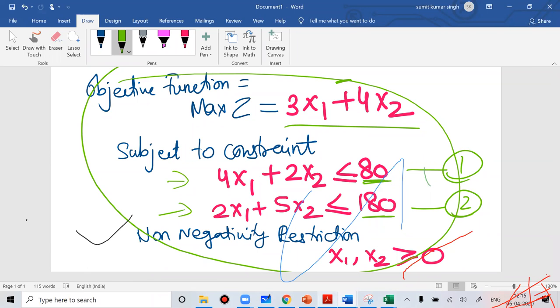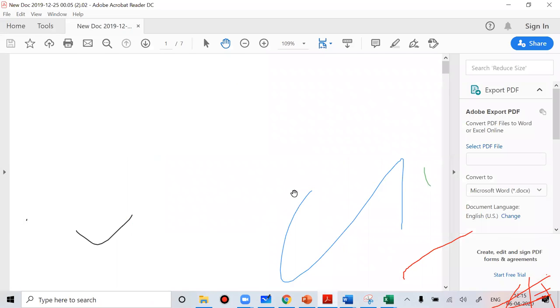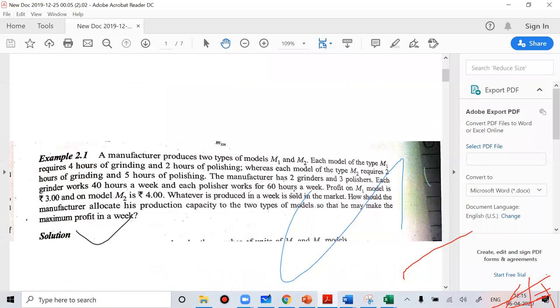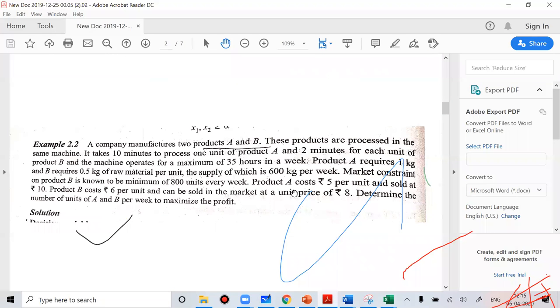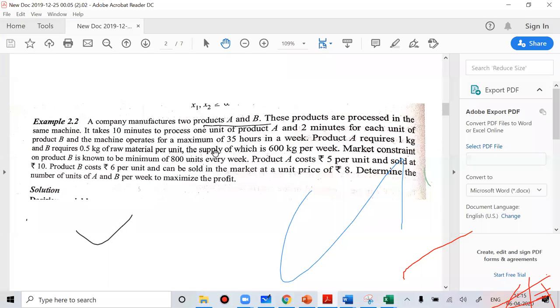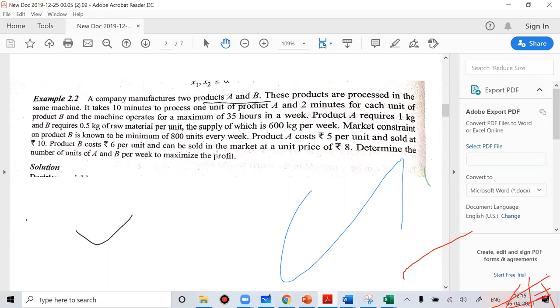Now you can open the PDF file I have sent you, and you can solve this question. Just see question number 2. Try to solve this problem.